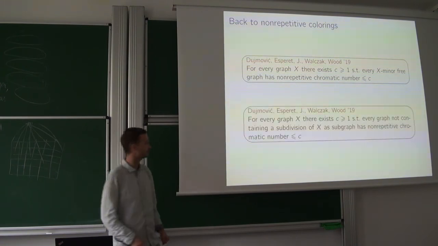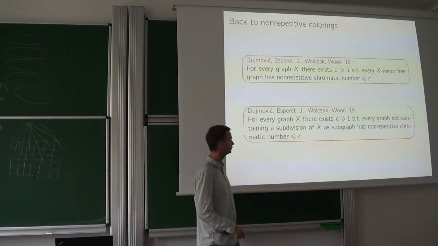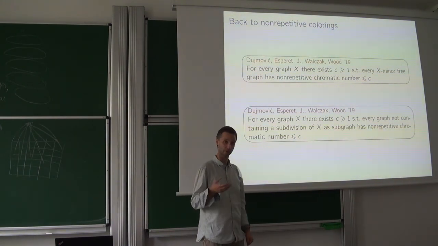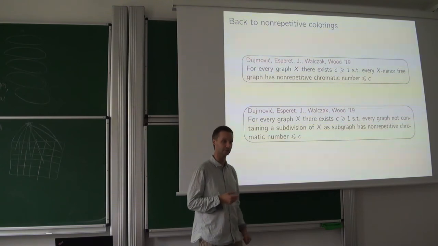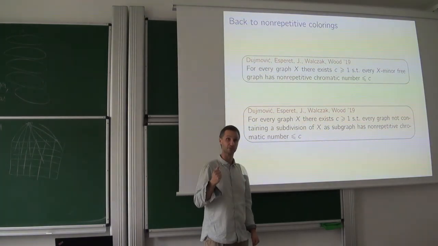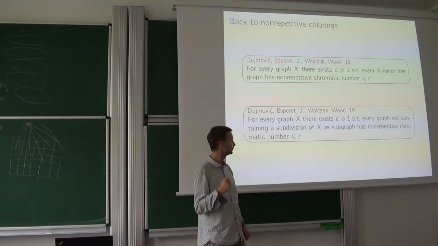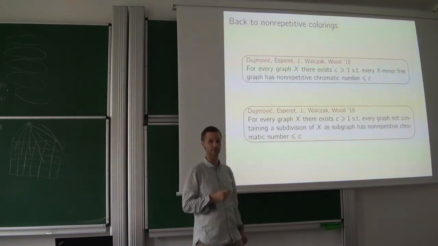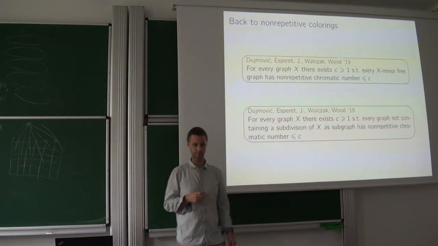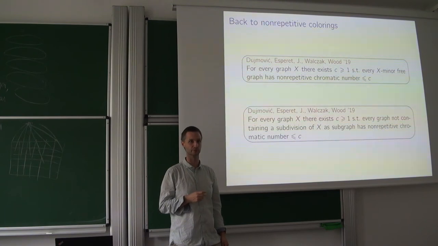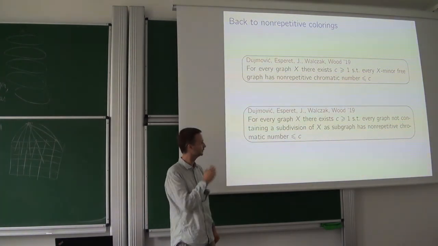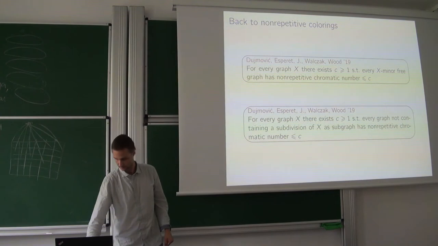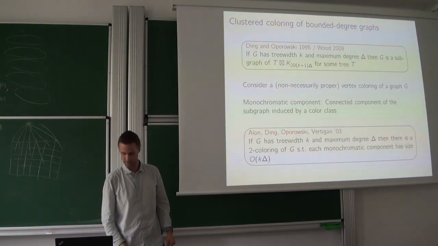Actually, for non-repetitive chromatic numbers, you can even go further using a structure theorem, a decomposition for graphs forbidding a fixed graph as a topological minor. You can also show that they have non-repetitive chromatic number bounded by some function of what you forbid. Okay, so that was a comment about these two parameters.